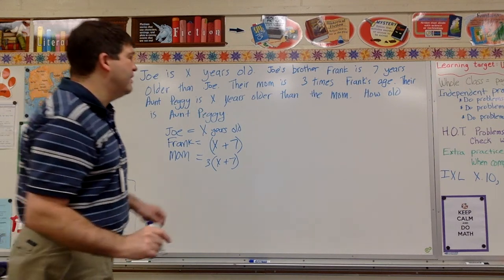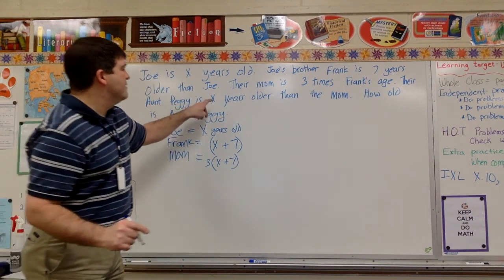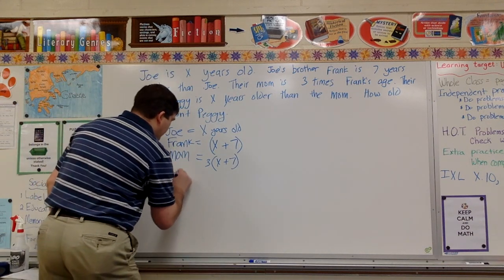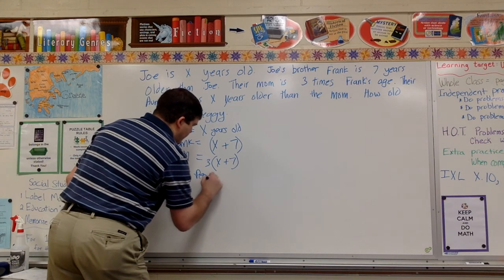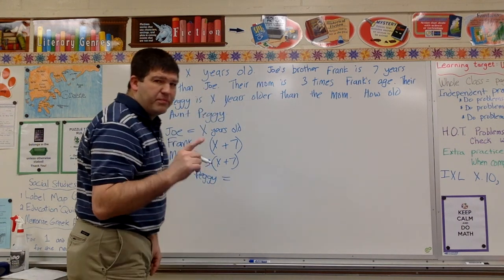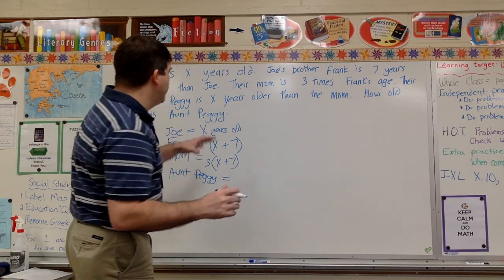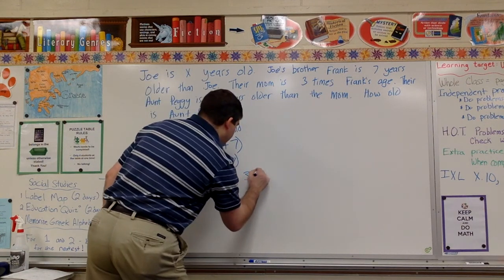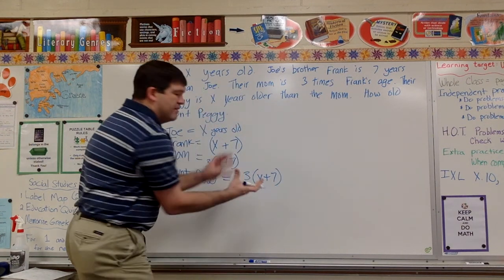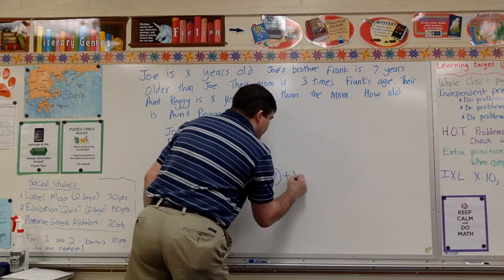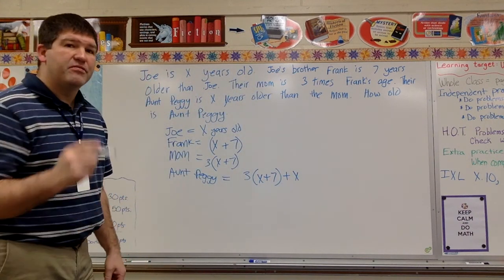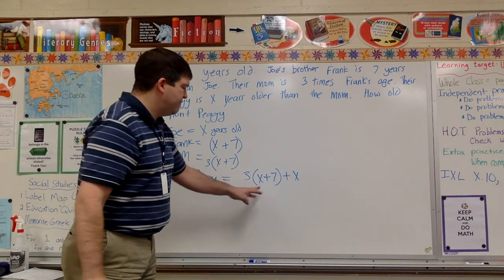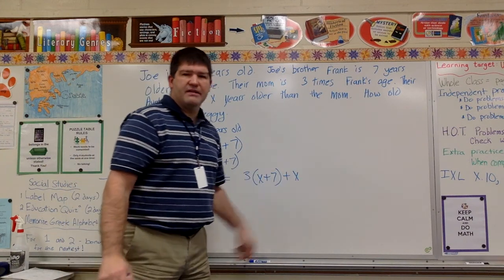I'm getting close to Aunt Peggy. Aunt Peggy is X years older than the mom. So if I know the mom's age, I can find Aunt Peggy. I have to put the mom's age down, and then Aunt Peggy is X years older, so I'm going to add X to that. The mom's age is this whole thing, and now I'm just going to add X, and that gets me Peggy's age. So now I have Aunt Peggy is 3 times (X plus 7) plus X.